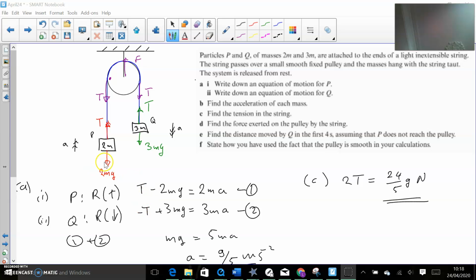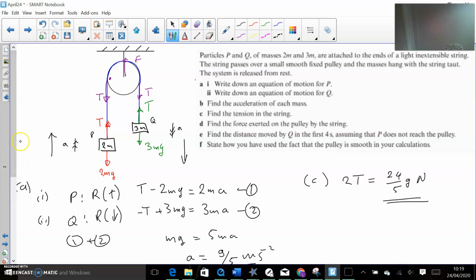Okay, so carrying on with example 13 on page 173, we've got to part E. Part E is find the distance moved by Q in the first 4 seconds, assuming that P does not reach the pulley. So what's happening here then is Q is moving down and P is moving up. How far does Q move in the first 4 seconds?